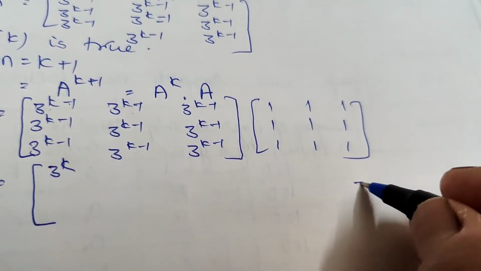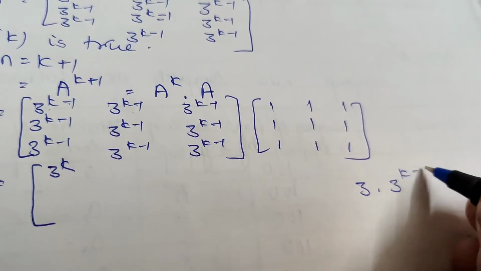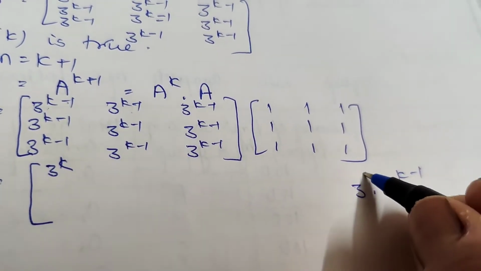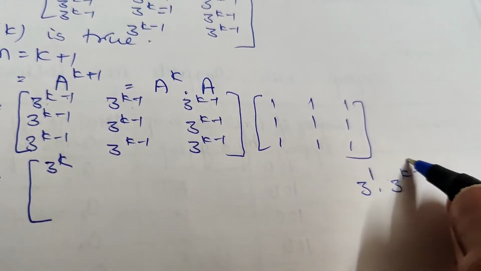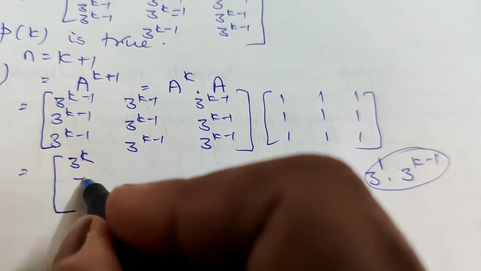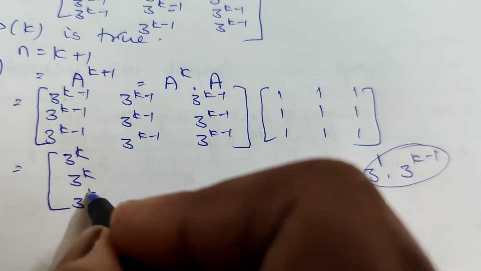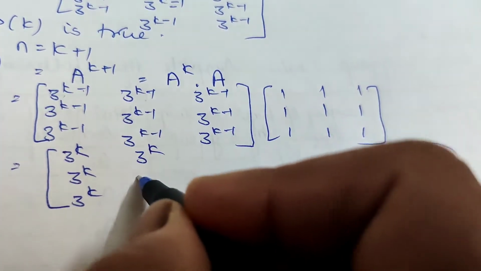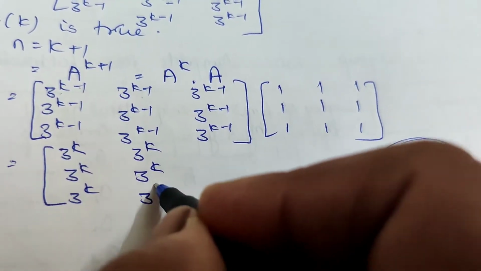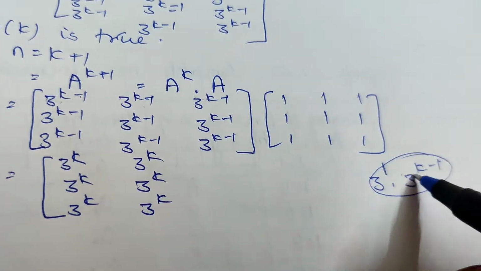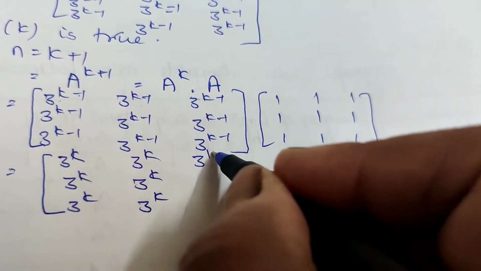मल्टीप्लाई करेंगे तो ये क्या आएगा? 3 times 3 raised to power k minus 1. तो वी कैन राइट इट 3 में, और इसको ऐड करेंगे तो ये क्या आ जाएगा? 3 की पावर k. After multiplication we will get 3 raised to power k. जैसे मल्टीप्लाई करेंगे तो ये वैल्यू आएगी.